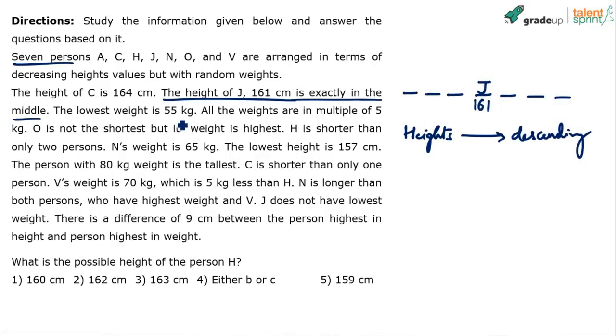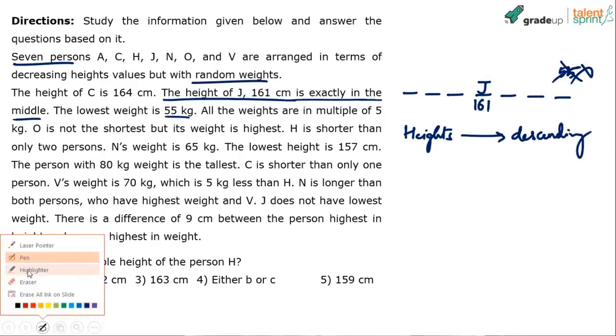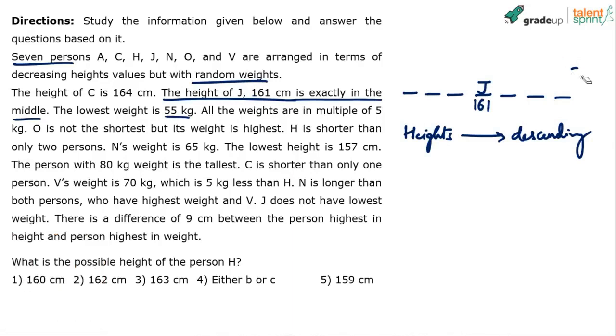The lowest weight is 55 kg. Now see, the lowest weight being 55 does not mean that you'll write 55 kg here. This could be wrong. Remember, weights have been assigned randomly. Lowest height does not mean that the weight is lowest. So all those who put 55 in the last position should be careful. Lowest weight is 55 does not mean that the person is in the last position. That person could be the one with the tallest height. So be careful. Don't be in a hurry.